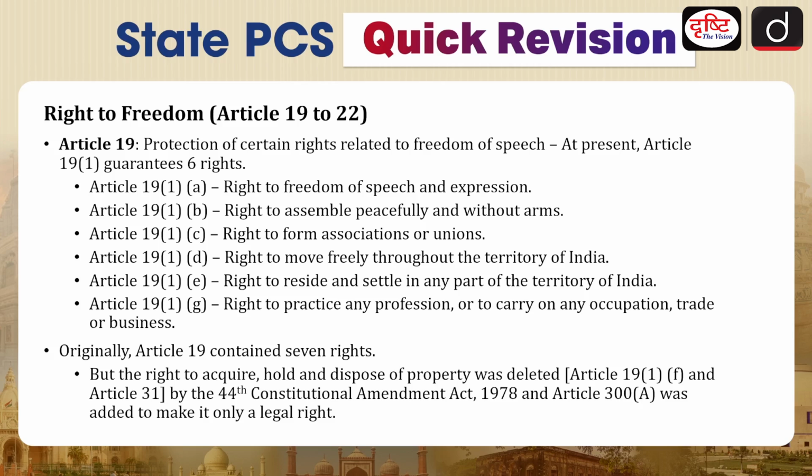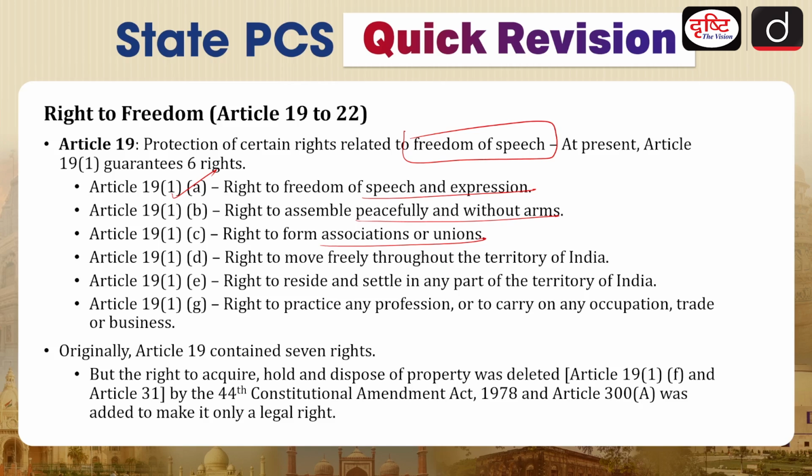If you look at Article 19 itself, it is talking about various kinds of freedoms. Article 19 clause 1 is guaranteeing 6 rights. It is basically talking about the freedom of speech and expression. One is right to freedom of speech and expression. Second is right to assemble peacefully without arms. Then third is right to form associations or unions.